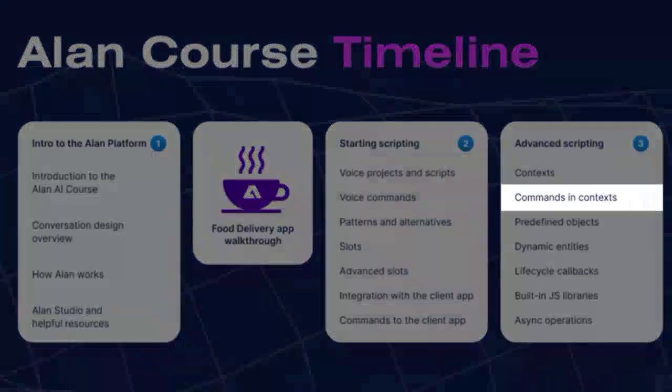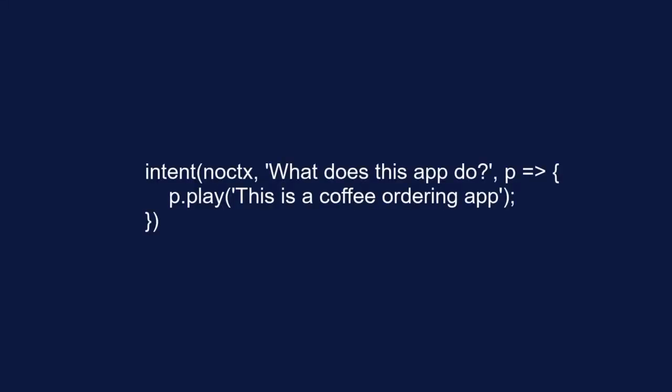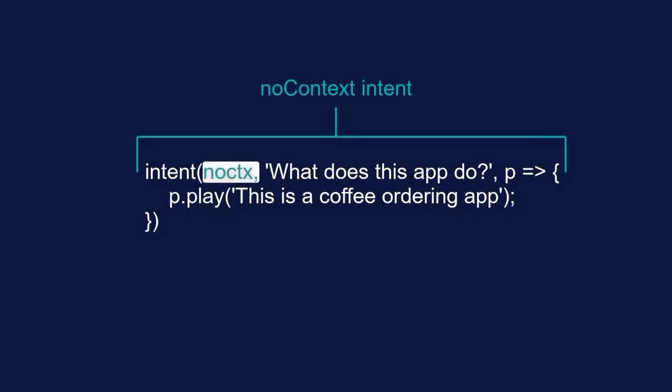Let's continue talking about context and see what commands we can use in multi-branch dialogues with context. A helpful tidbit for multi-branch dialogues is the no context intent. This will tell your voice assistant what commands users can give at any moment. An example will be asking general questions like, what does this app do?